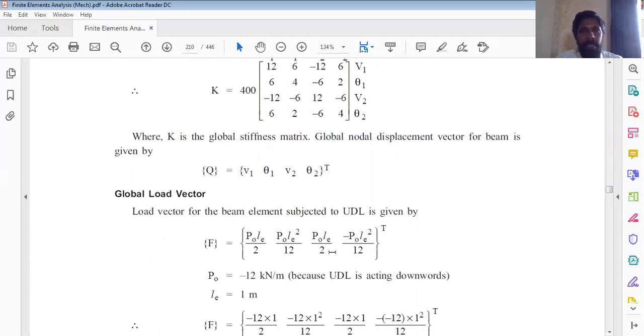And as the beam is subjected to a uniformly distributed load, we know how to calculate the load vector for a UDL. So the load vector due to UDL is given by the matrix P naught LE by 2, P naught LE square by 12, P naught LE by 2, minus P naught LE square by 12.